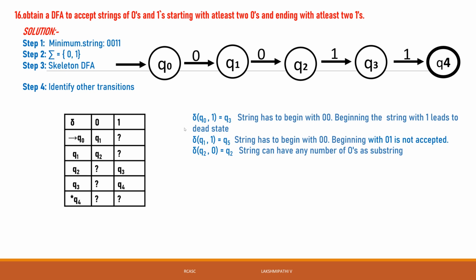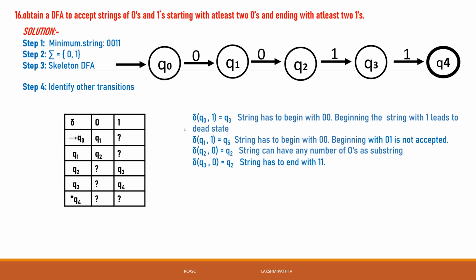That's why Q2 of 0 is Q2. The string can have any number of zeros as a substring. Now, Q3 of 0: once again Q3 of 0 is Q2 only, because the string has to end with 1 1, but any number of zeros is also allowed. That's why I gave Q3 of 0 is Q2 only.